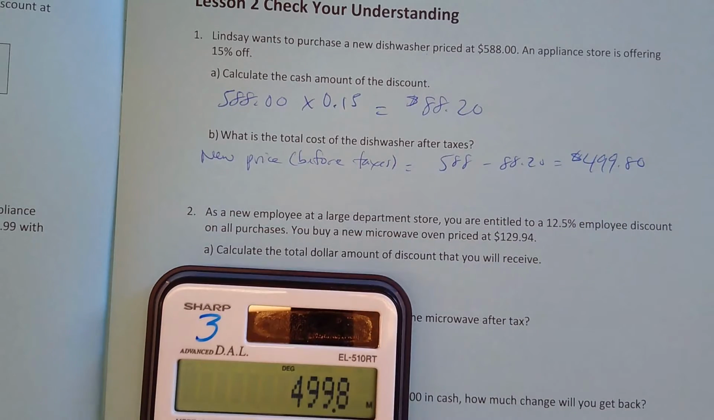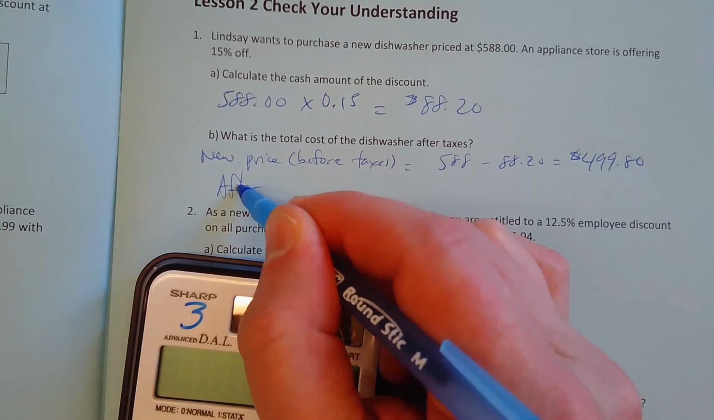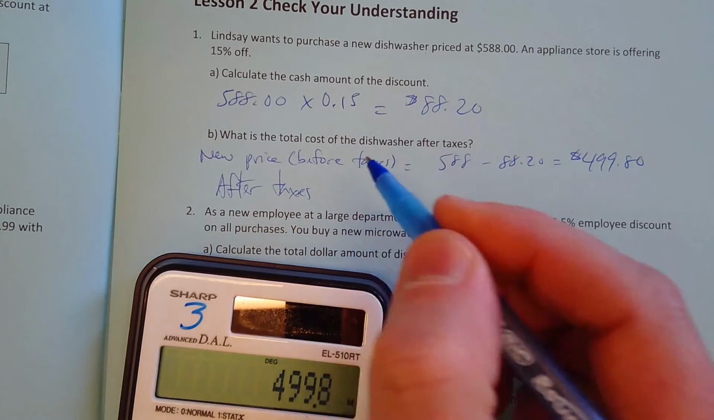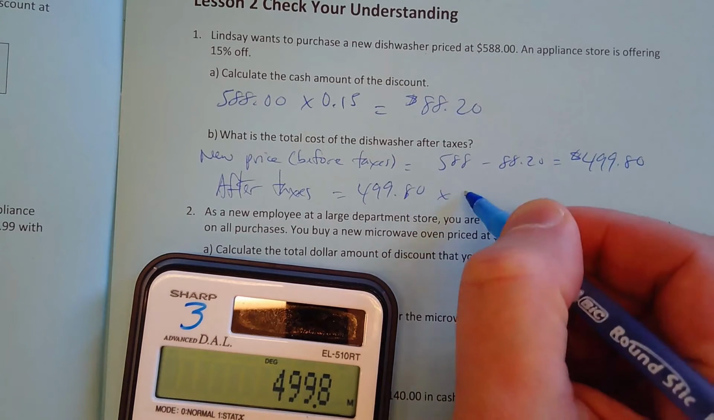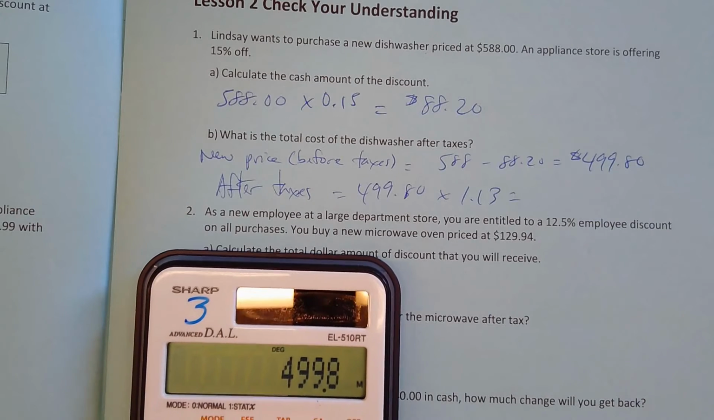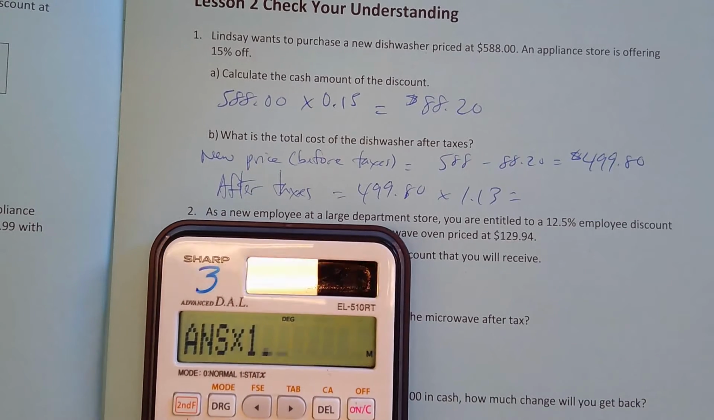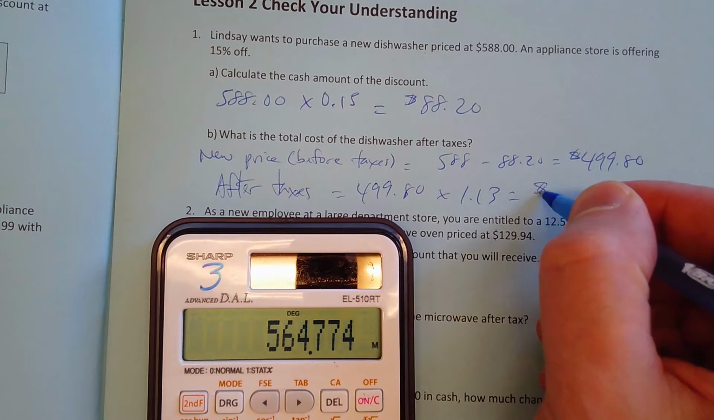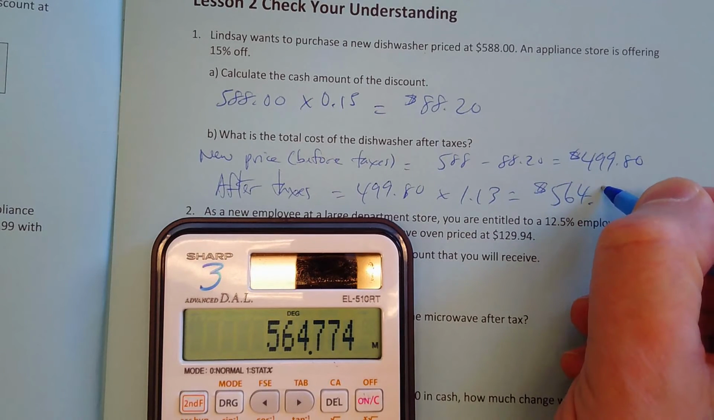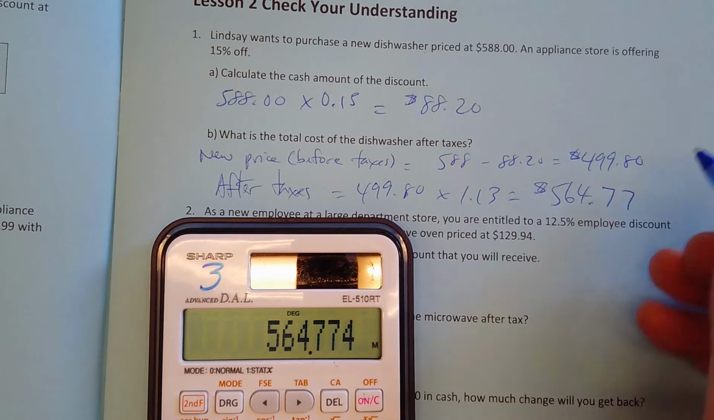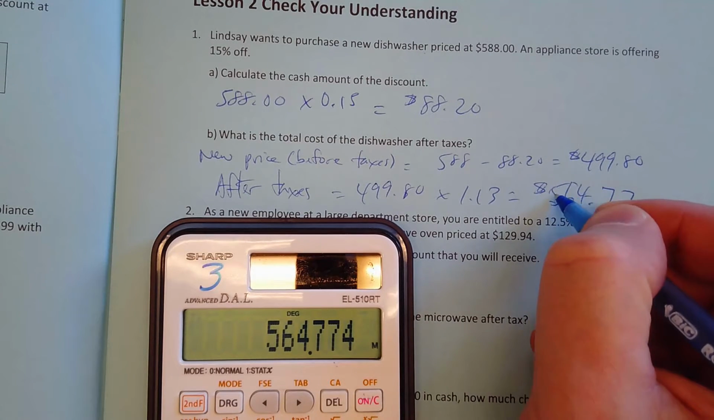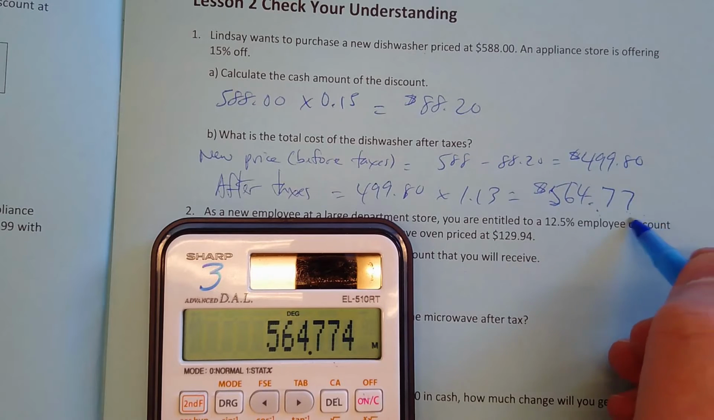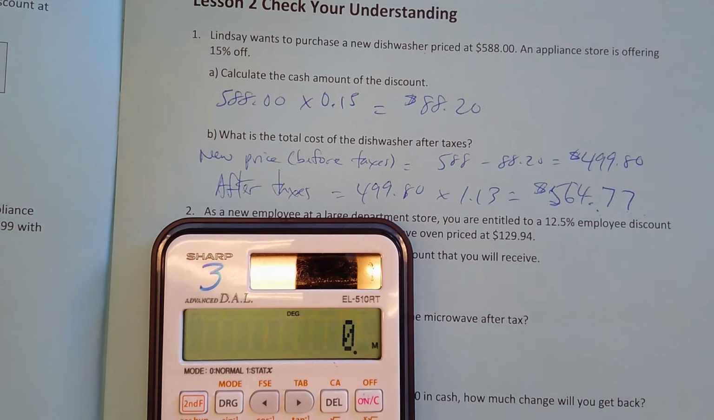Then after taxes, what's a quick way to add those taxes in? Yep. So $499.80 times 1.13. That gives 564.8 and so on. So go to two places, which would be 77. Yeah, so don't round up to 80, use 77. Always round to the nearest penny. That's good.